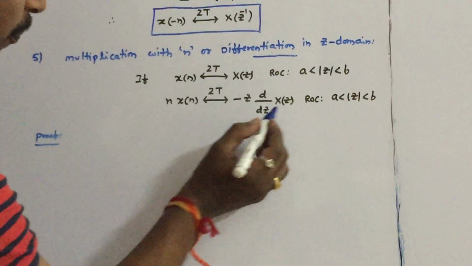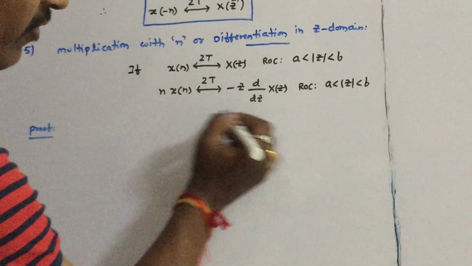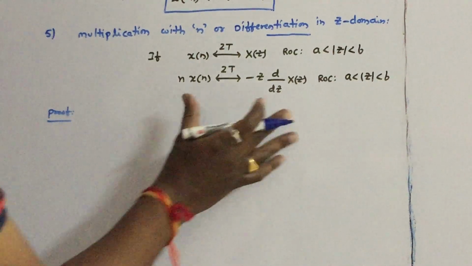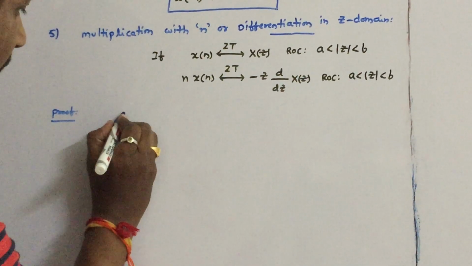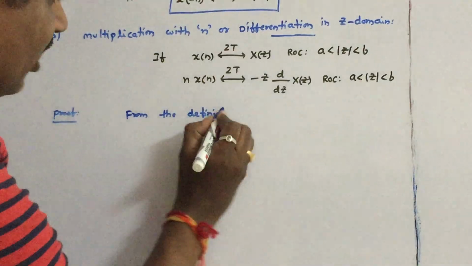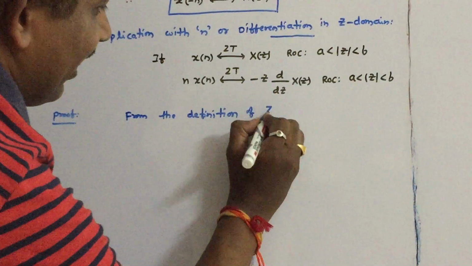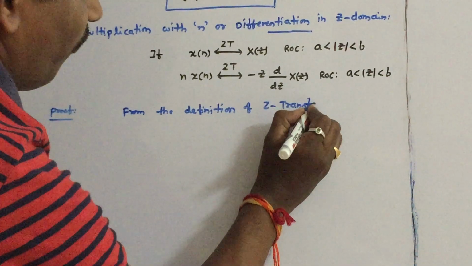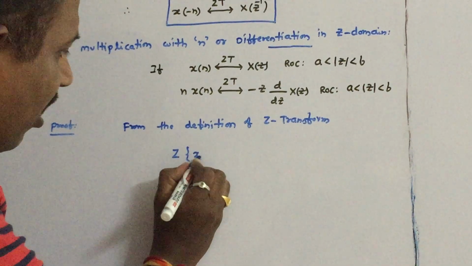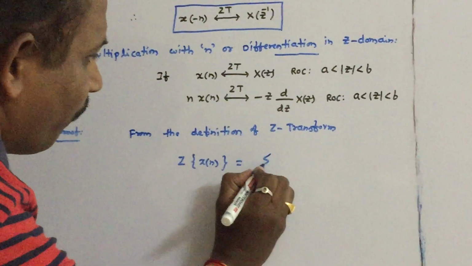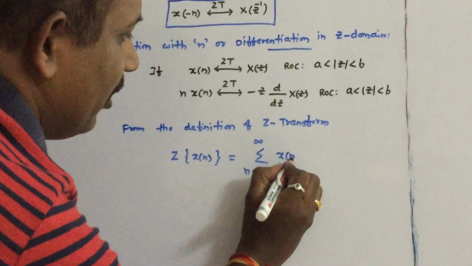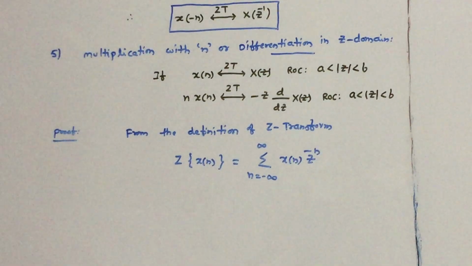So first, how we have to prove this? Just take X of z, that is the definition of Z transform, and differentiate X of z with d by dz, so we will get this result. So in this way you have to prove this. So from the definition of Z transform, what is Z transform of x of n? What is the definition? Summation n is equal to minus infinity to infinity x of n into z power minus n. So this is the two-sided Z transform definition.